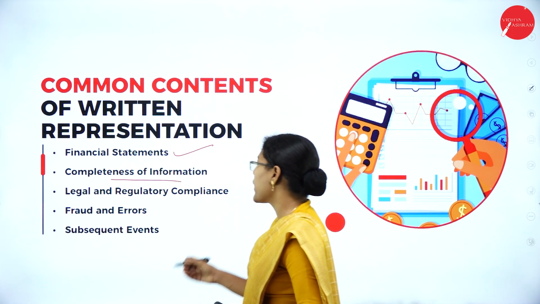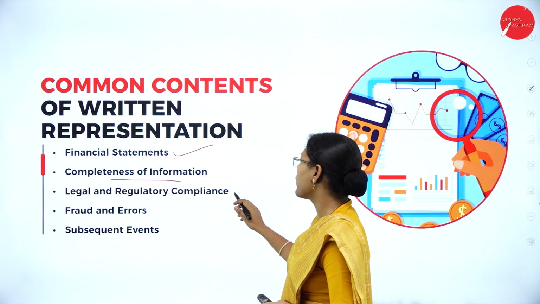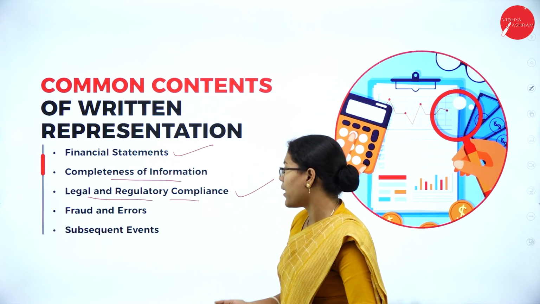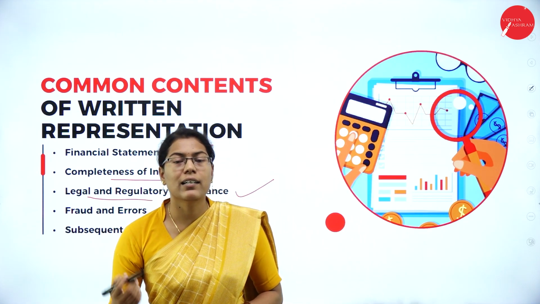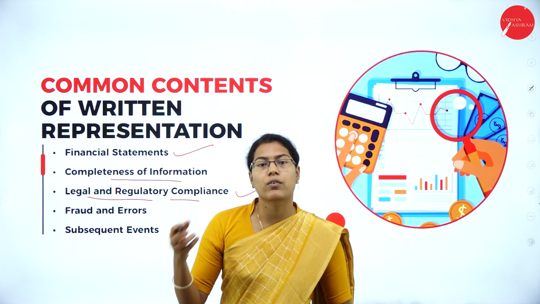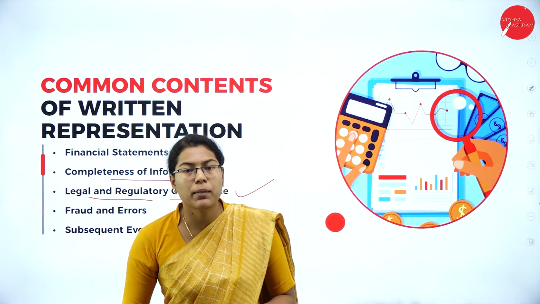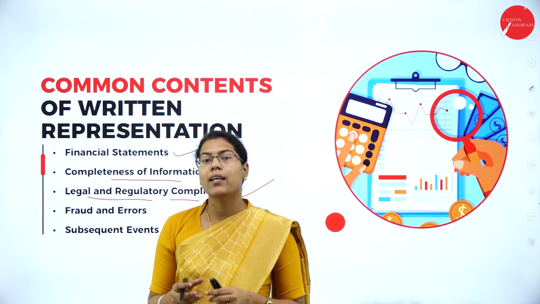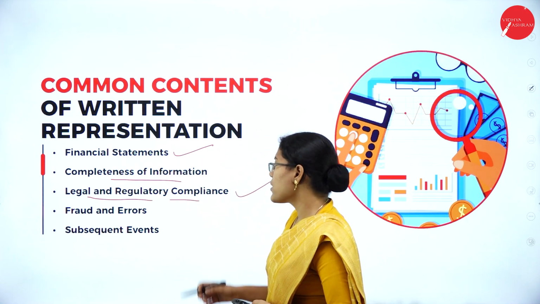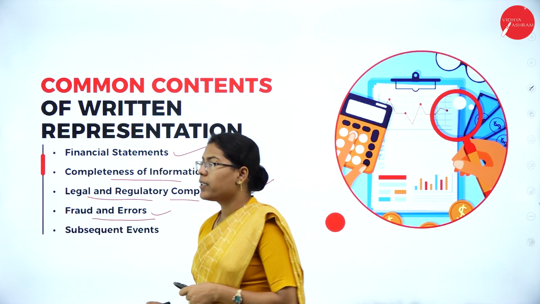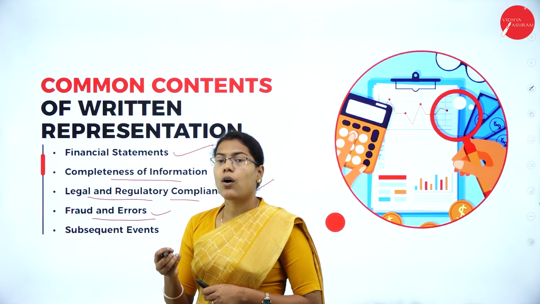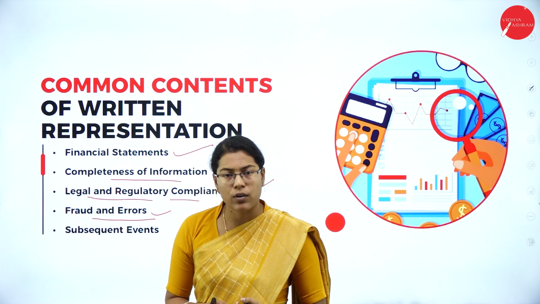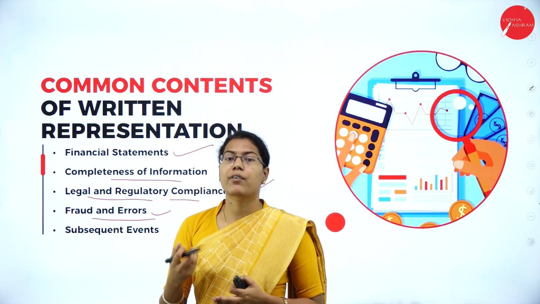And they can also make an assertion about legal and regulatory compliance. That means the management, through their written representation, can state that they are in compliance with the legal rules and regulations, and they are following the accounting standards, etc. For example, the management may assert that the company is in compliance with all the tax laws and it has paid its tax properly. And frauds and errors. So again, the management in their written representation can assert that all kinds of errors and frauds are identified and they have not done any kind of intentional frauds, or their financial statements are free from frauds.